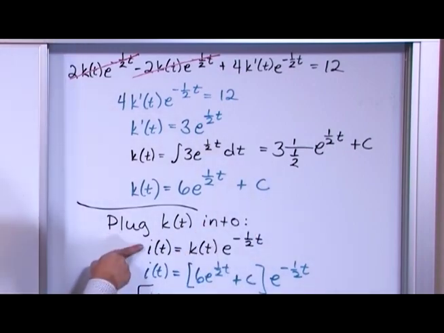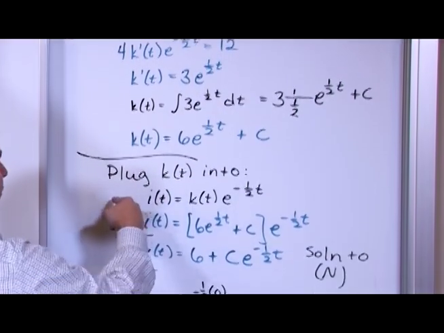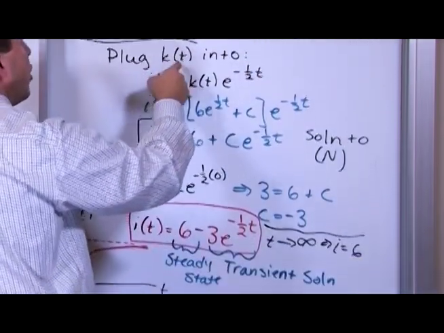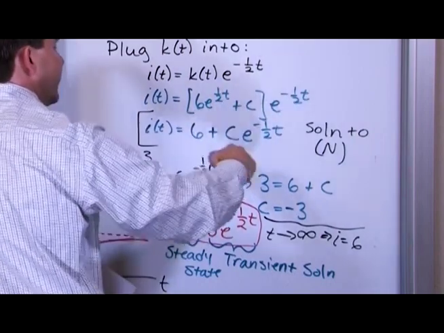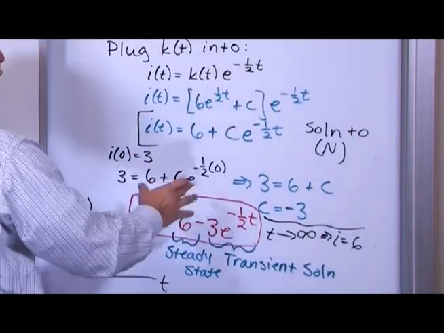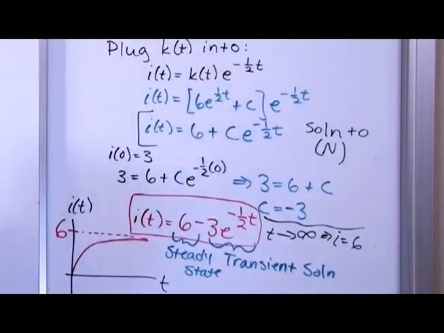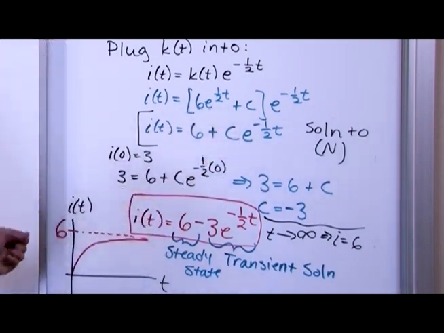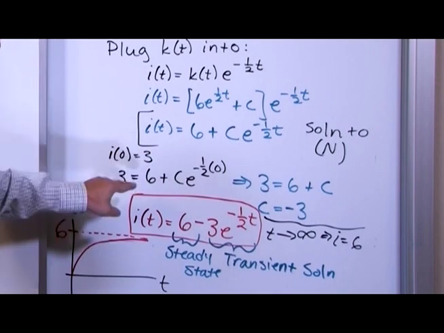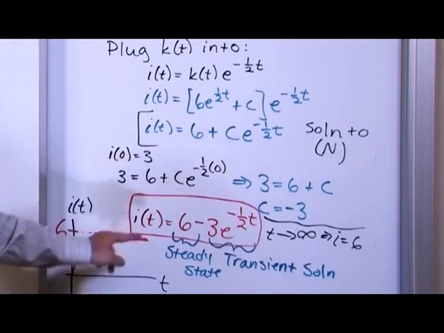And then finally, the solution to the homogeneous version was given here. We plug in the value of k that we just found, k of t, here. We settle everything out, multiply exponents through. This is the solution to the differential equation. It is the answer. We have an initial condition here, so we solve for that constant by putting in time zero, a current, solving for the constant, putting the constant in.